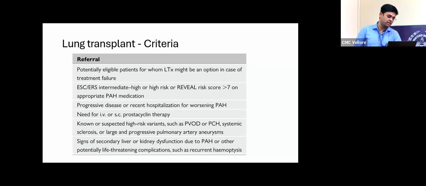Just to mention about lung transplant criteria, potentially eligible candidates for whom lung transplant might be an option in case of a treatment failure. So intermediate high risk or high risk, or a REVEAL risk score. There is a risk score from this REVEAL registry. If the score is more than 7, despite optimal medications, what they say is the triple therapy, which we don't often achieve. Progressive disease or recent hospitalization for worsening PH, ending up with right heart failure. These are some of the patients who require lung transplant as a treatment.